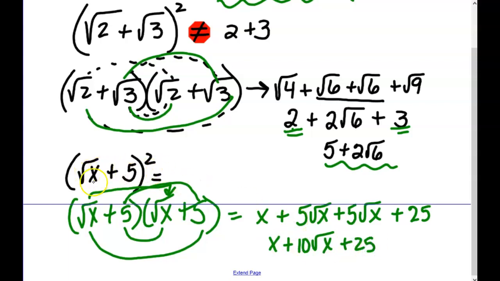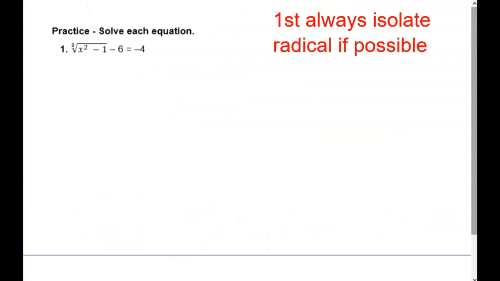So did squaring that automatically get rid of the radical? No. Okay? There are times you will have to square things twice today to get rid of the radical. Woo-hoo! So exciting. All right. Yes.